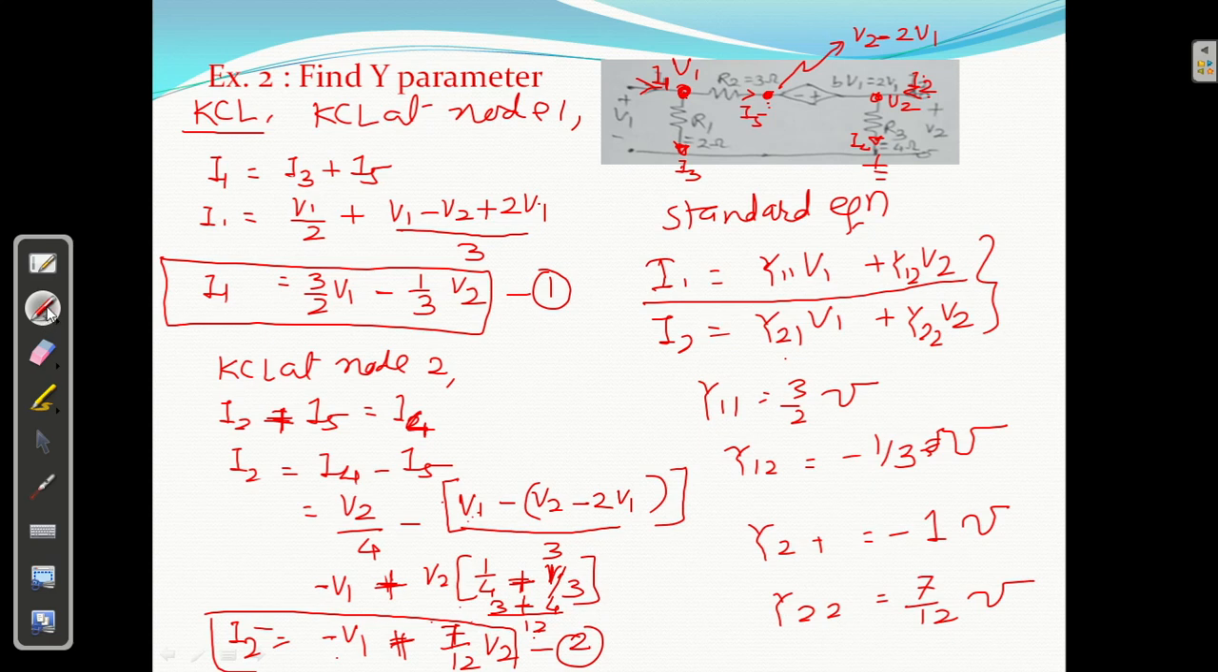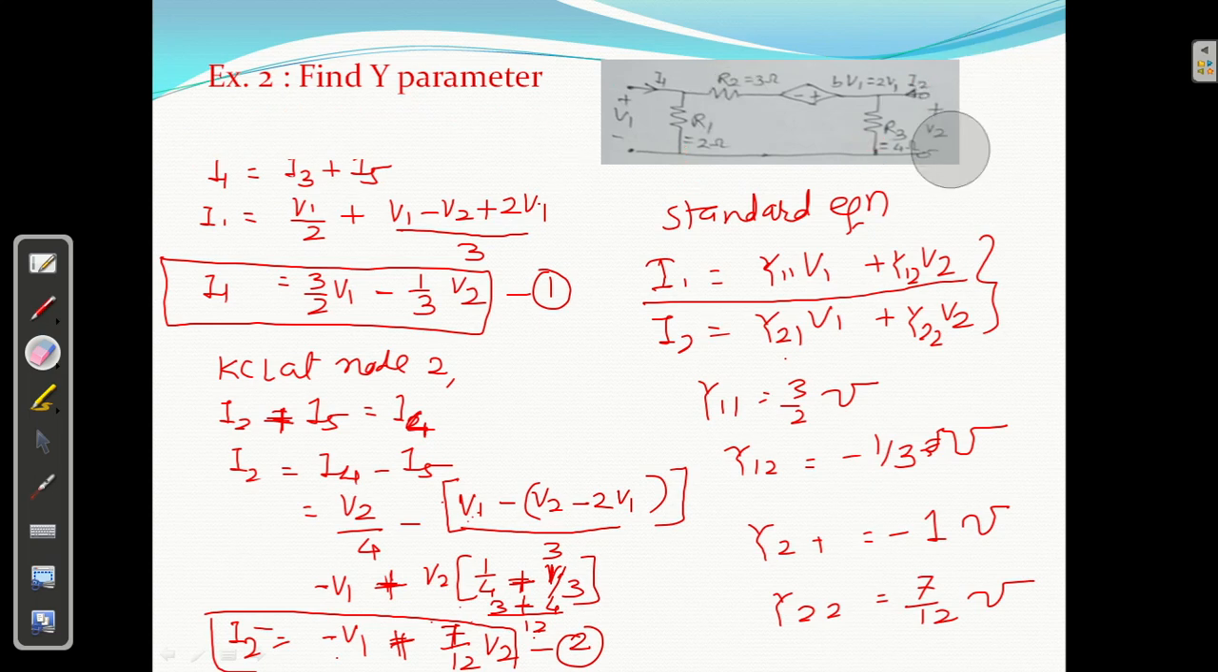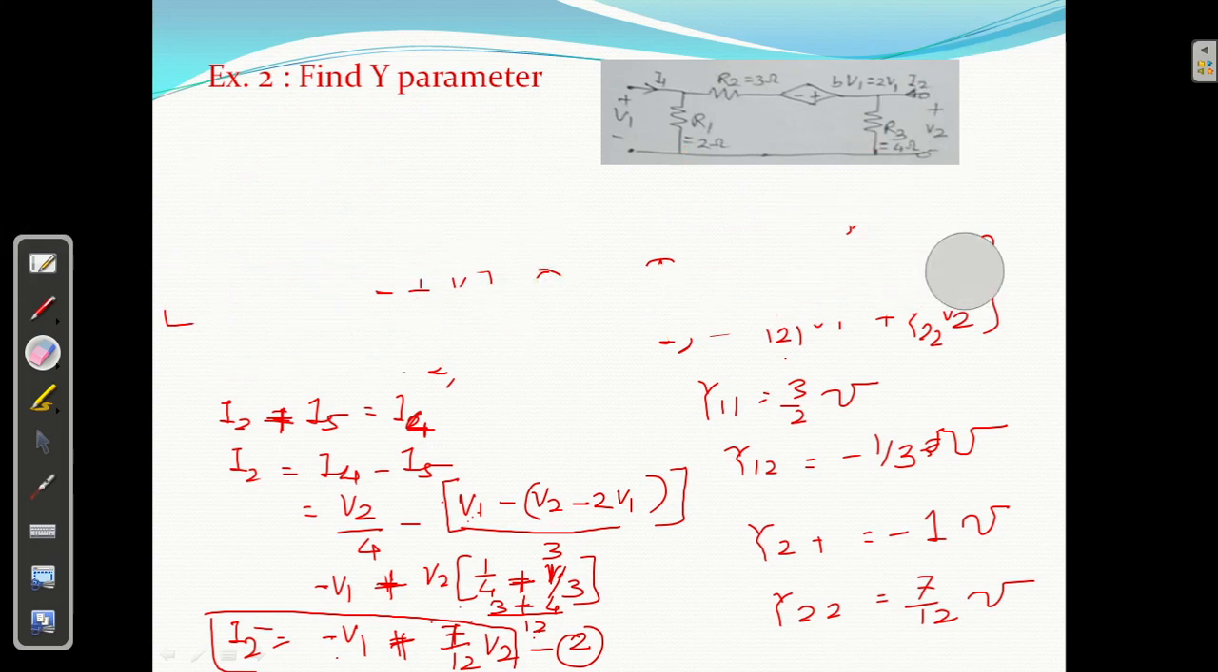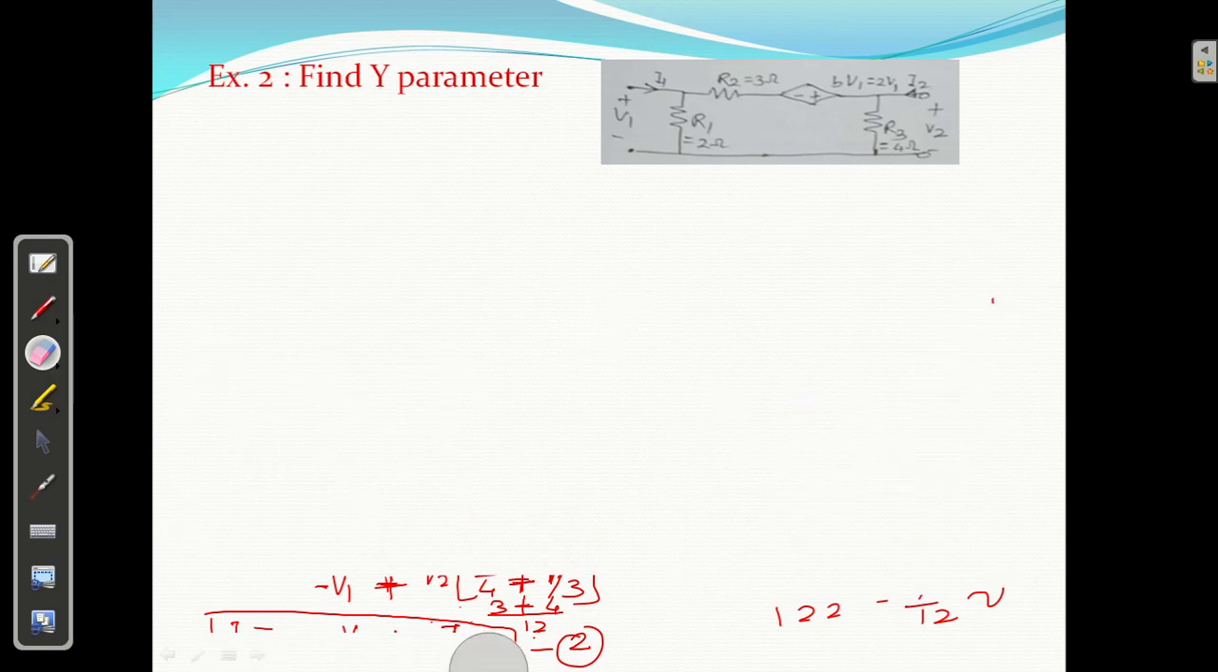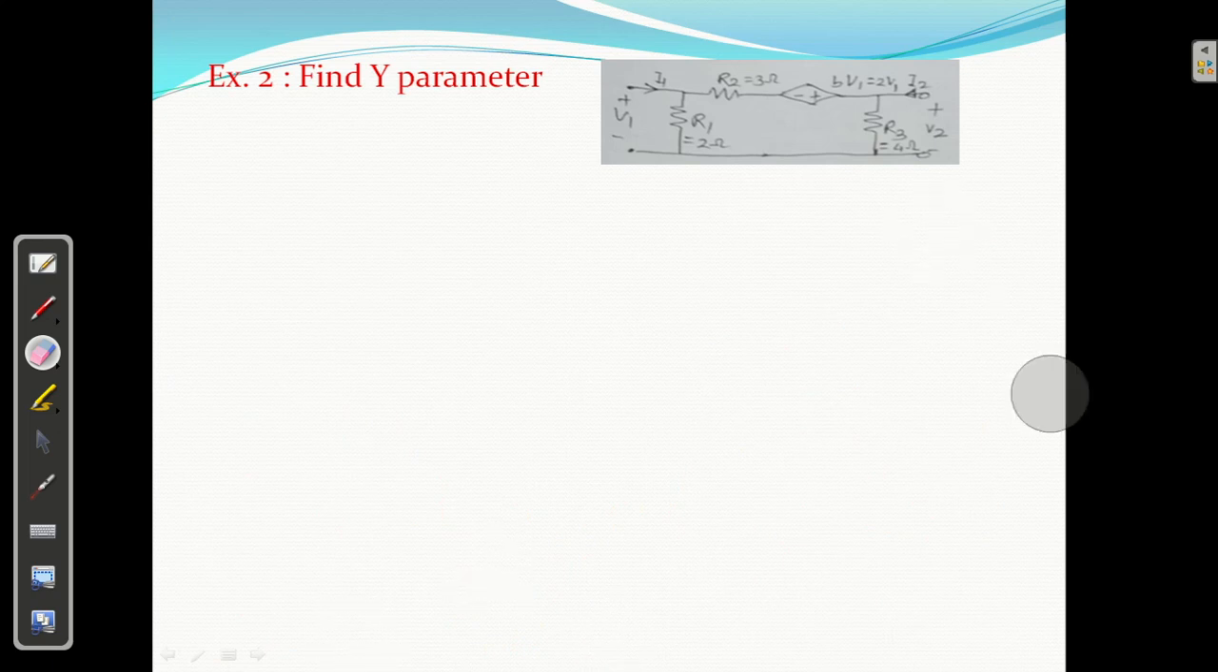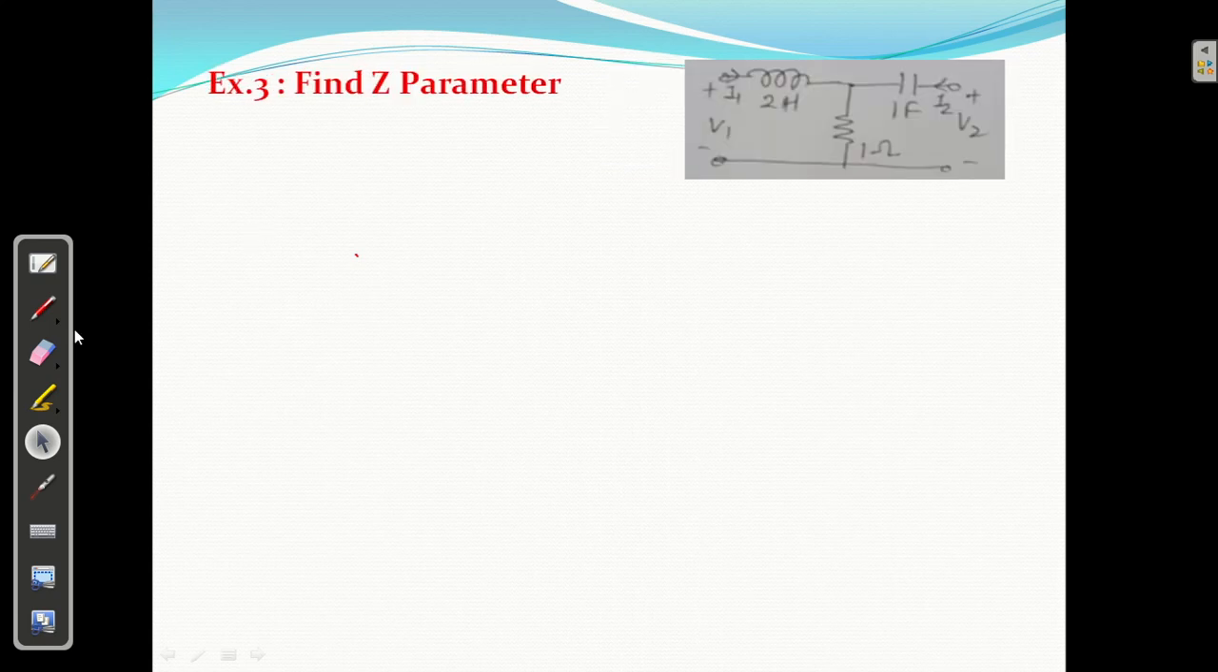These are the Y parameters. And the last problem I am going to solve. One more problem I am going to solve. So I am rubbing first. Example number 3.